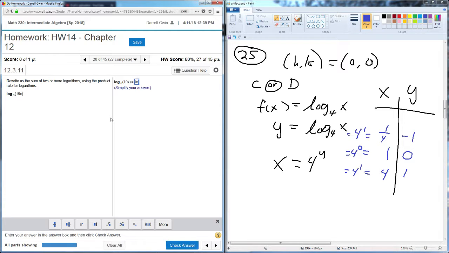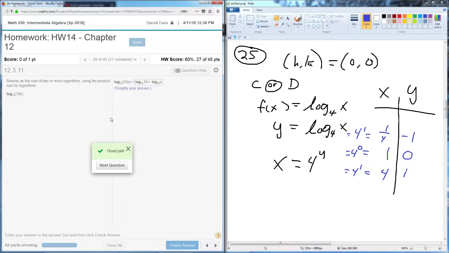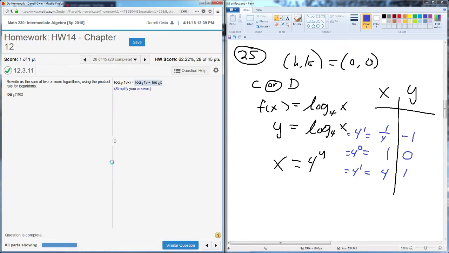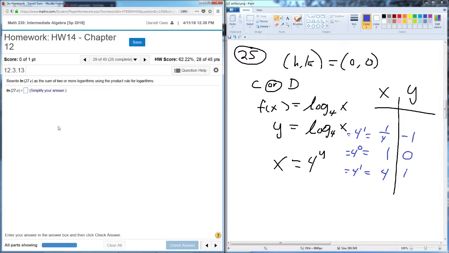Rewrite as a sum, so log, shift underscore to get to the base 6, right arrow, 19, and we're going to put plus log, shift underscore 6, right arrow, x, enter, and that was pretty quick. That's why there are so many questions on this homework assignment, because you can just type it in really fast.